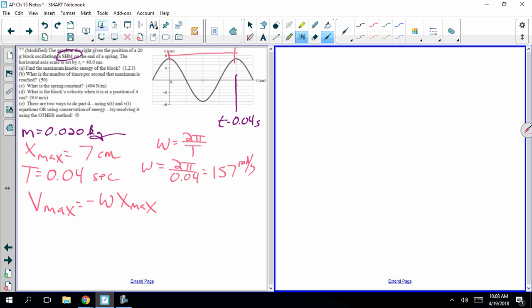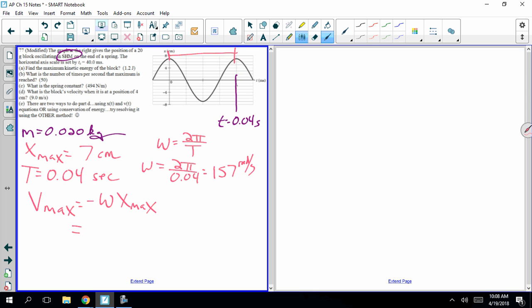All right. So we've got our omega. So now we can find our Vmax. It's negative omega, so negative 157 radians per second, times our x max, and we should probably use meters. So 0.07 meters. And that gives you a number.